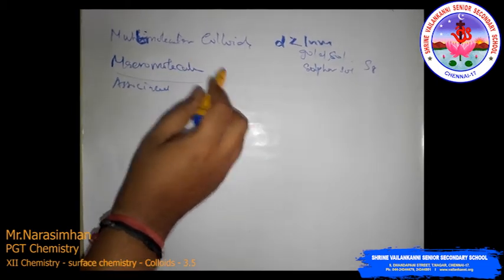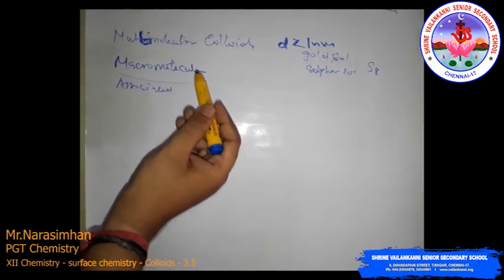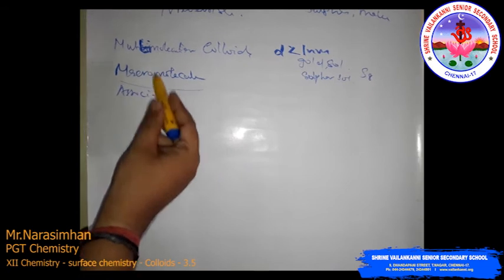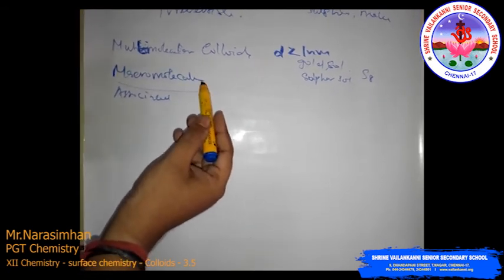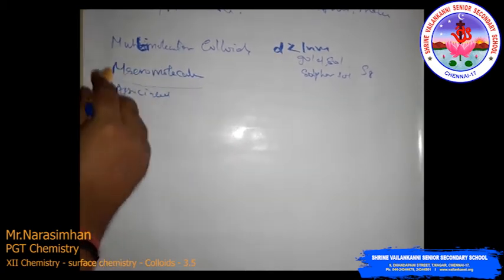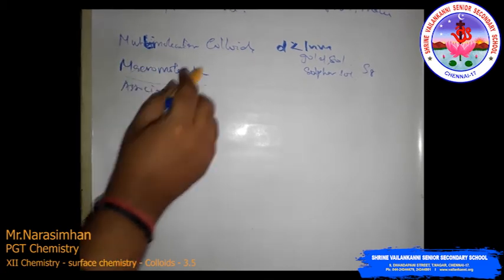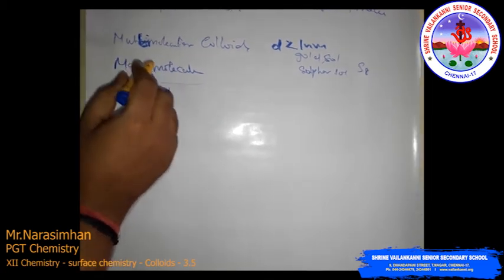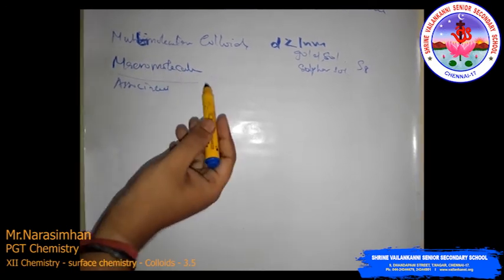macromolecular colloids. I repeat this: a suitable solvent forms a solution in which the size of the macromolecule may be in the colloidal range. So this type is called macromolecular colloids. These are quite stable and resemble true solutions in many respects.